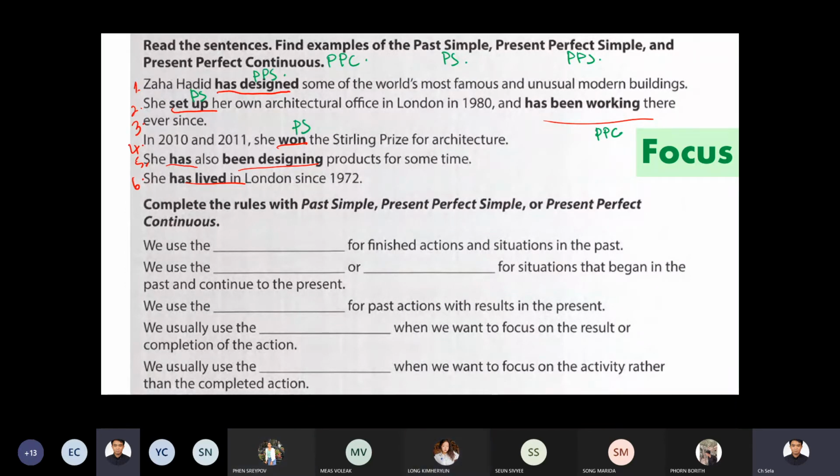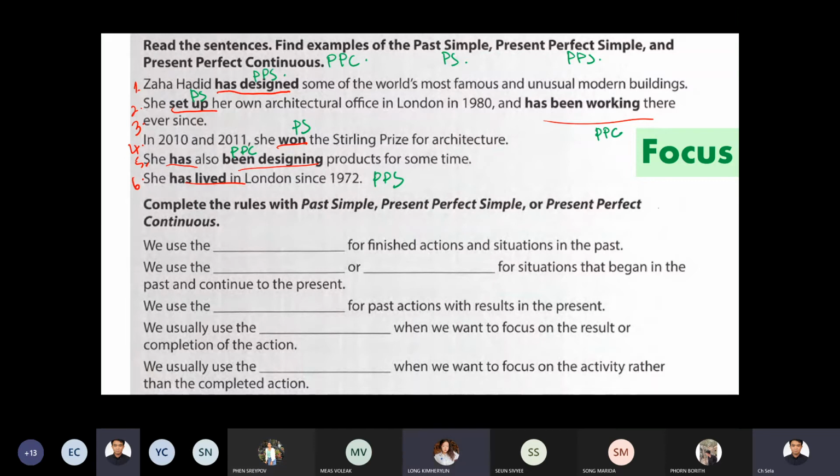Okay. Now, she has also been designing products for some time. What is it? PPC. Yeah, PPC. Number 6, she has lived in London since 1972. What is it? PPS. Oh, very easy, right? In the midterm, you're going to have this kind of thing.